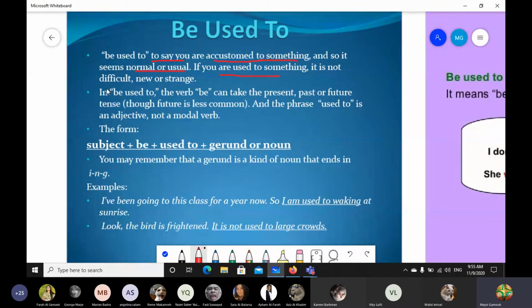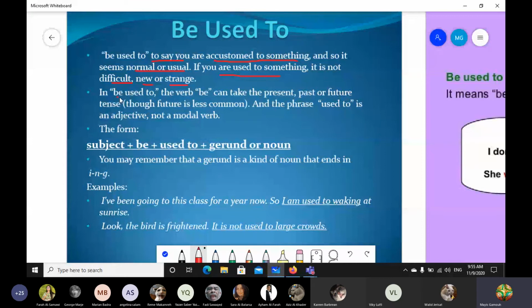so it seems normal or usual if you are used to something إذا أنت متعود على إشي معين it is not difficult معناته ما رح يكون صعب عليك or new أو ما رح يكون جديد or strange أو ما رح يكون إشي غريب عليك. معناته هون زي ما حكينا إذا أنت متعود على إشي، هذا الإشي ما رح يكون صعب، ما رح يكون إشي جديد، أو ما رح يكون غريب.